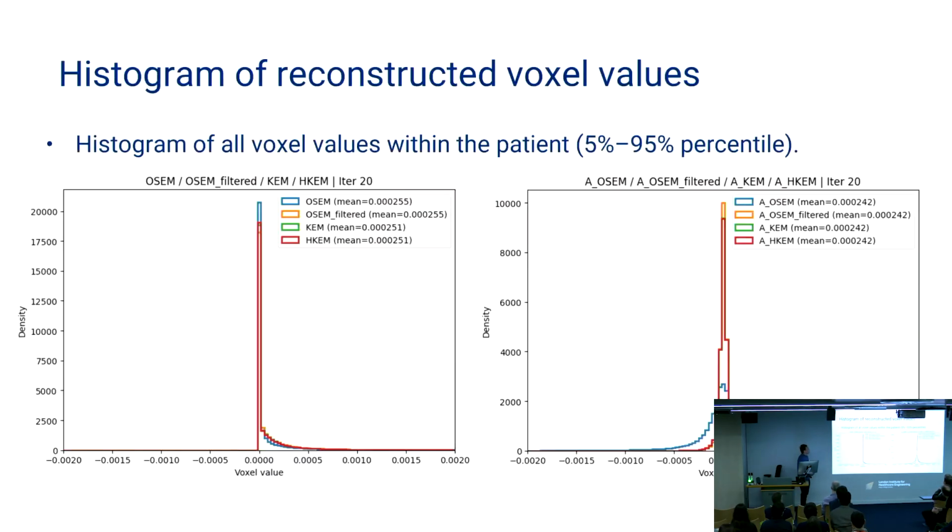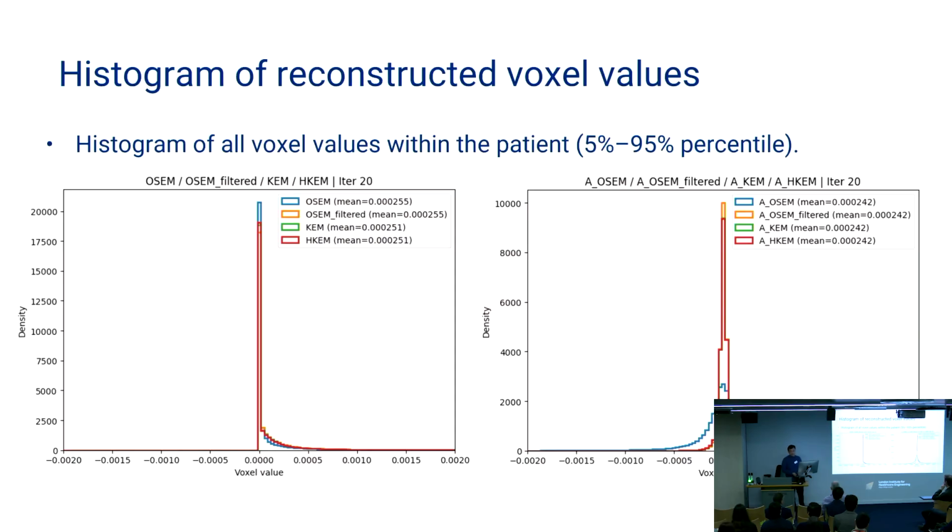So we histogram the reconstructed voxel values, from the 5th to 95th percentile. On the left, the histogram shows all the classical reconstruction methods. You can see clearly that it truncates at the value of 0, and they all follow the asymmetric log-normal distribution, as we can expect from previous studies. And on the right side is the ABOSEM.